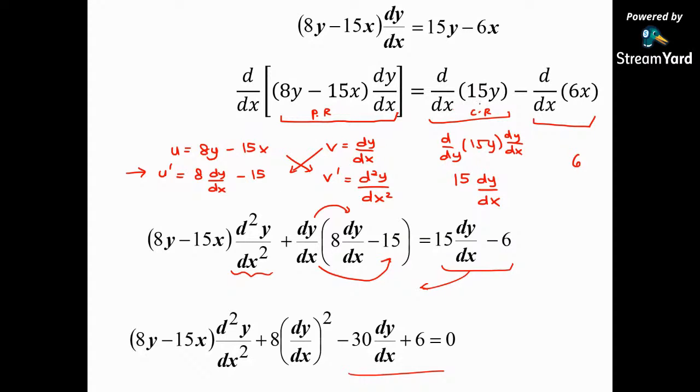Differentiating 15y, again, we got a different variable over here, so use another chain rule for them. It will become 15 dy over dx. Differentiating 6x, it will become 6. Expand and bring everything to the left hand side. So you will be left with (18y minus 15x) d2y over dx squared plus 18 (dy over dx) squared minus 30 dy over dx plus 6 equal to 0. So now substitute the value of dy over dx, the value of y, and the value of x, and then we're going to get the value for the second derivative.